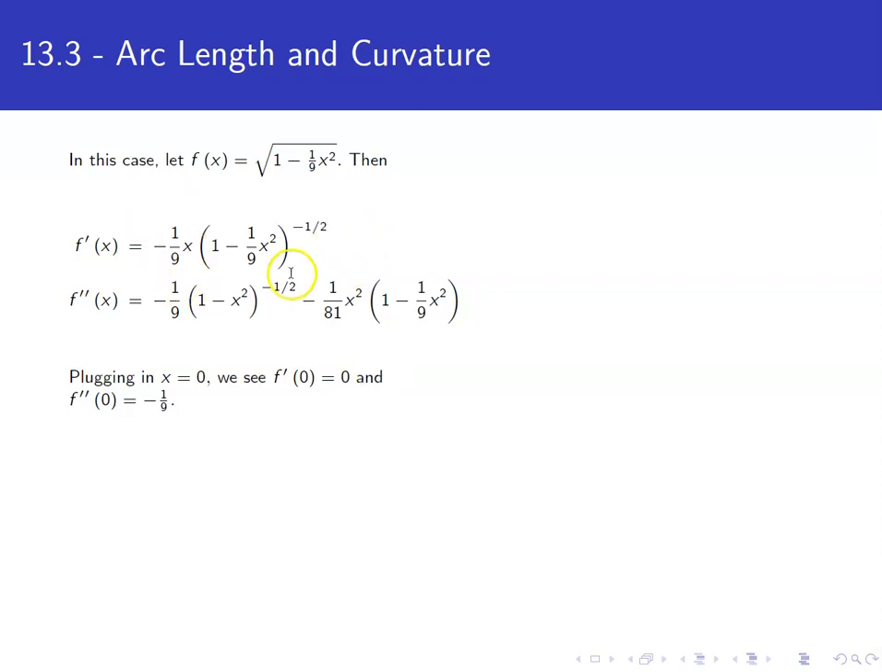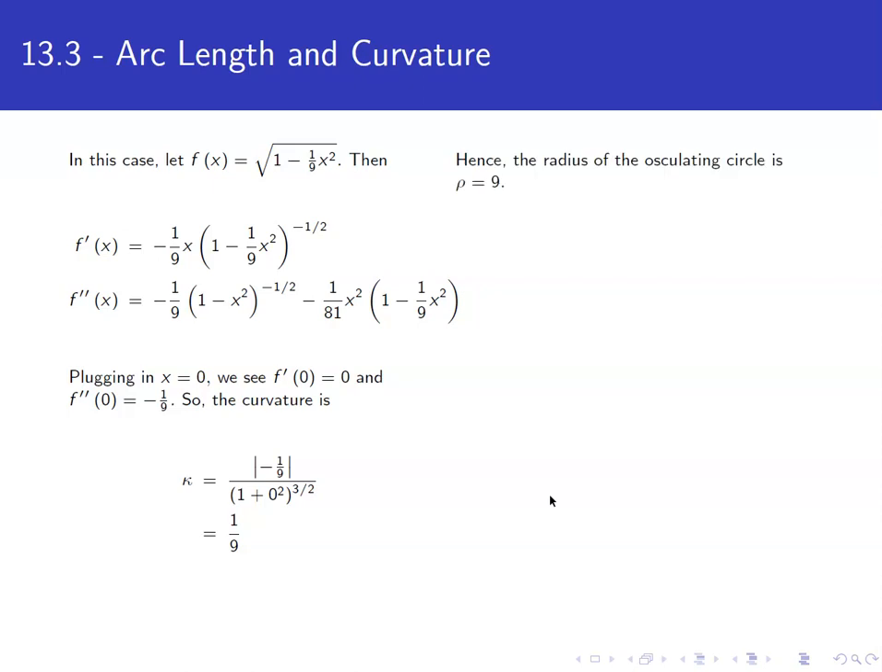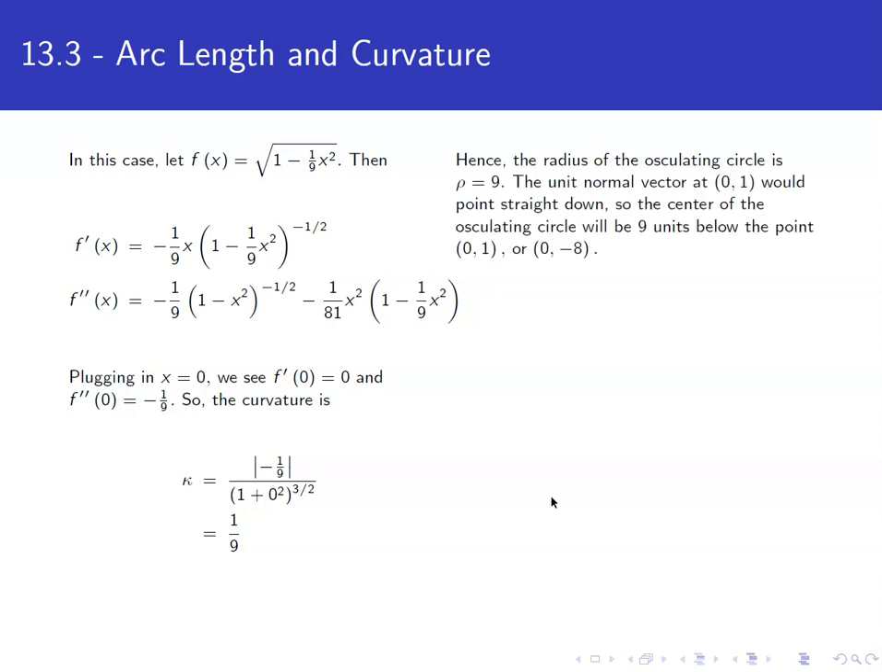Plugging 0 into the first derivative, we get 0. Plugging 0 into the second derivative, we get -1/9. So the curvature just becomes 1/9 using that formula from the previous slide. The radius must be 9.